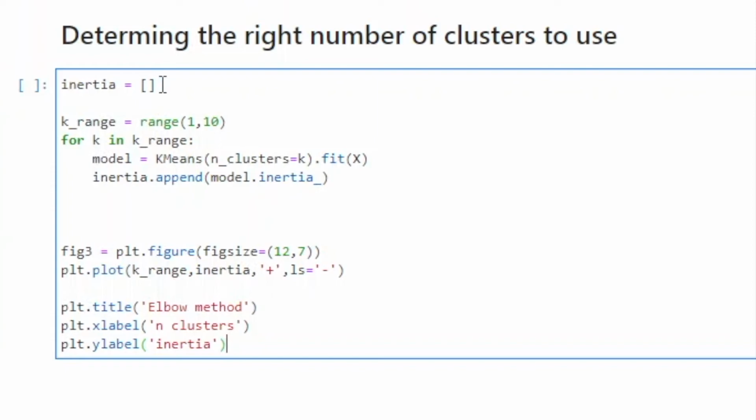So I created an empty list, inertia, and I'm going to run this for loop. And each time I'm going to get this model, and the number of clusters is going to be equal to k, which is in a range of 1 to 10. And each time I'm going to save the inertia, which is the score of the model, or the sum of the standard deviations, and I'm going to display that on the graph.